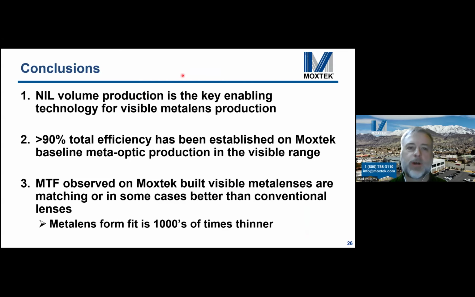But back to my conclusion. Hopefully I showed and convinced you that NIL is going to be the key technology for visible metal lens production. We've done the work here to establish a good baseline on our production line of better than 90% total efficiency. We're building quite a few metal lenses and a good statistical database on MTF, and can compare all those things. The basic point is that metal lenses are thousands of times thinner than a conventional lens and can fit into a lot of different applications.